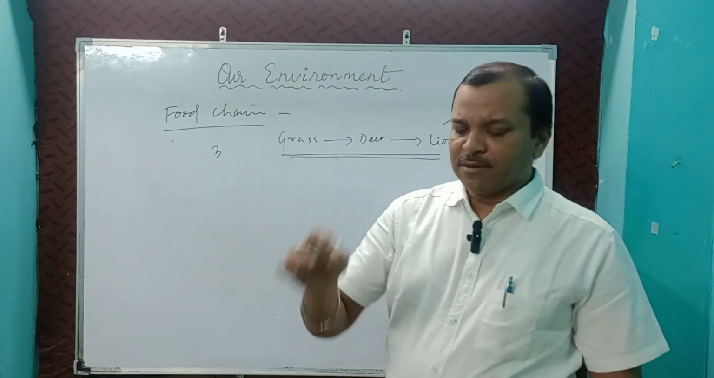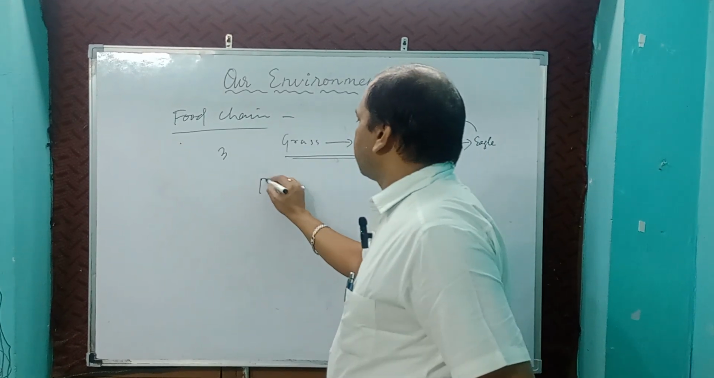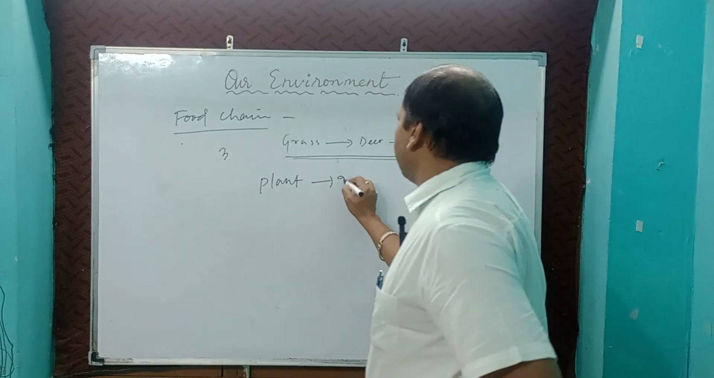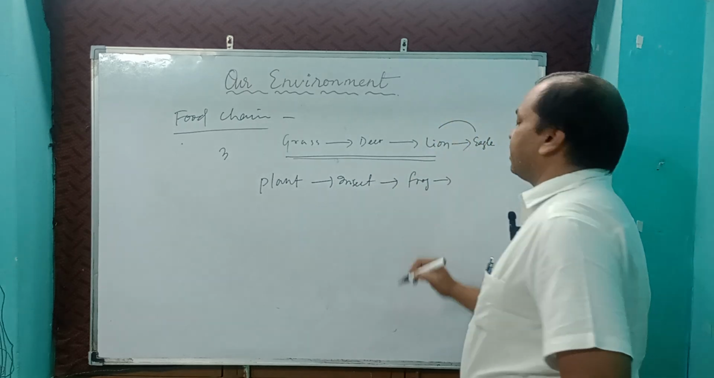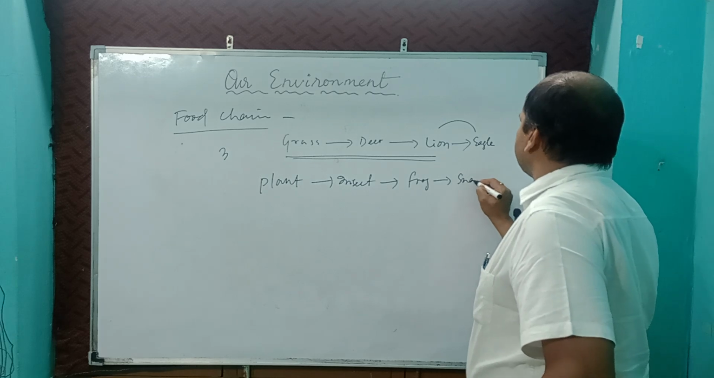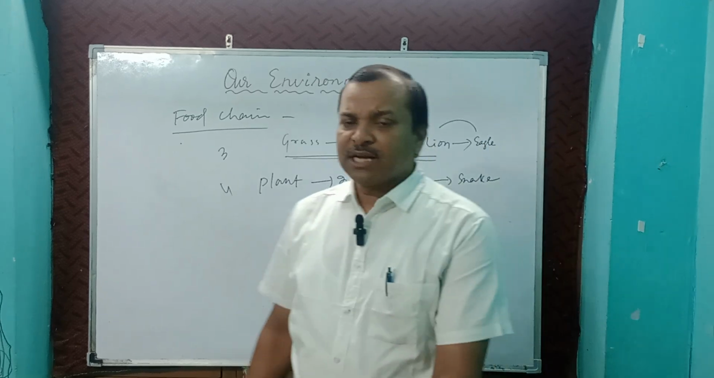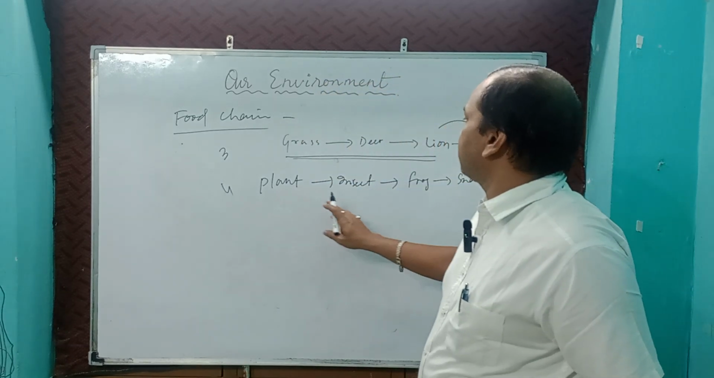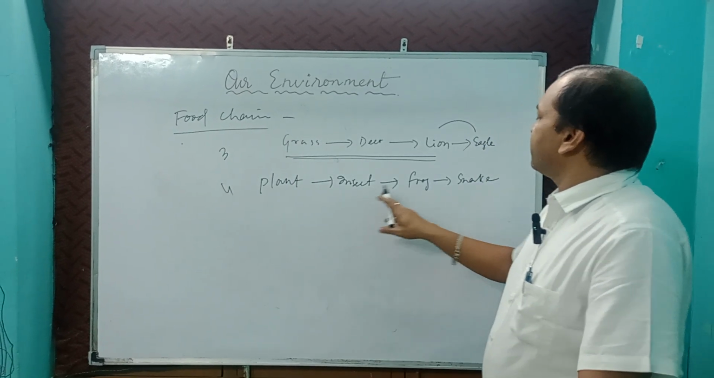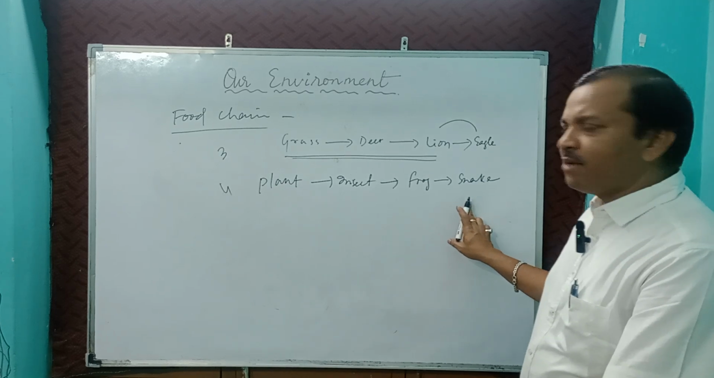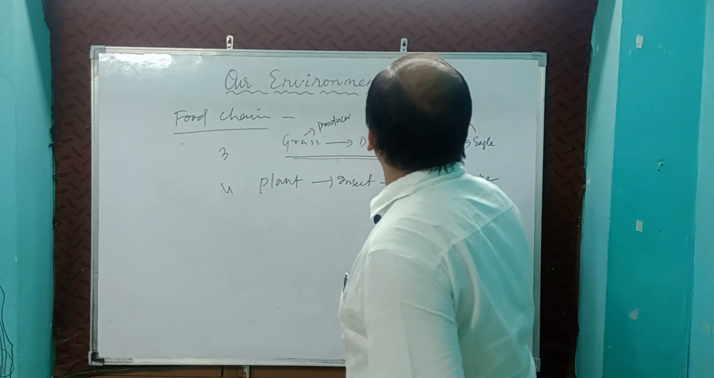Clear? Plant, then insect, frog. Plant is eaten by insect, insect is eaten by frog, and frog is eaten by snake. This is also 4 step. Clear? Now the next one: it is producer, then herbivorous, then herbivorous to carnivorous, carnivorous to top carnivorous.